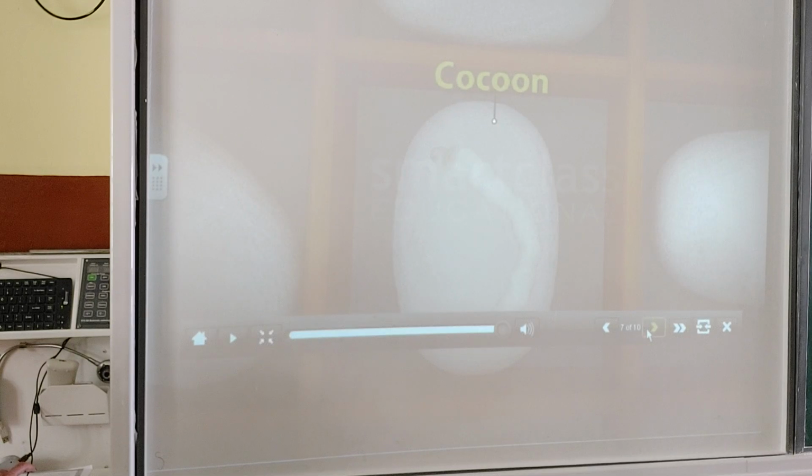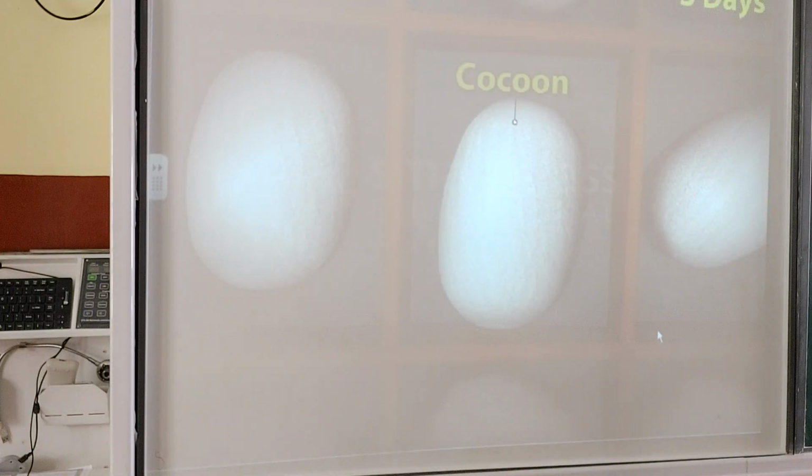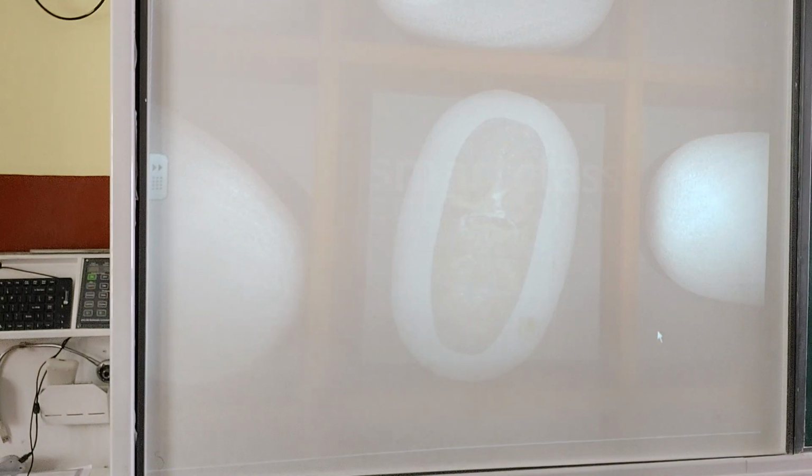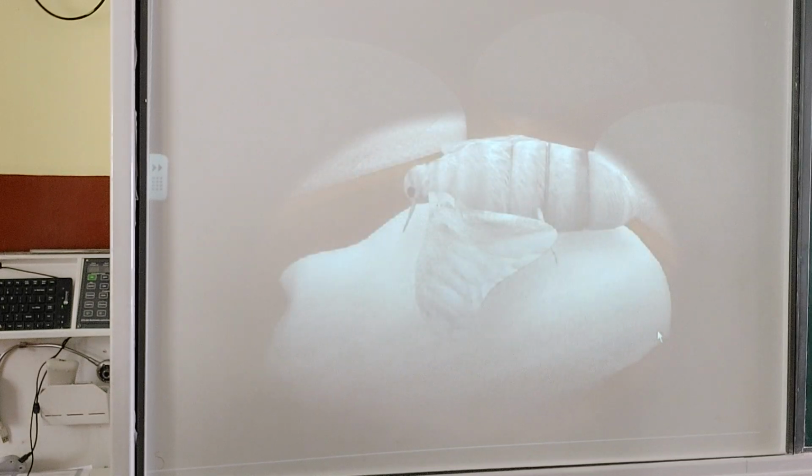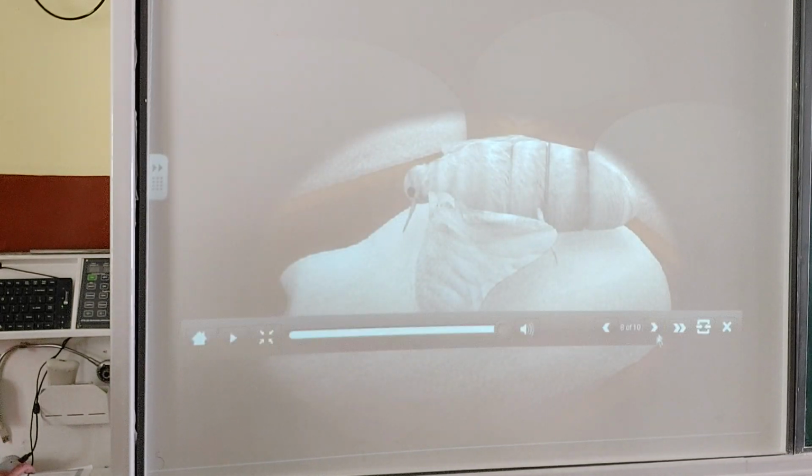So this is a cocoon. Inside this you will have a silk moth. The cocoon formation completes in 3 days. The larva first changes into a pupa and then into an adult silk moth which breaks the thread of the cocoon and comes out of it.